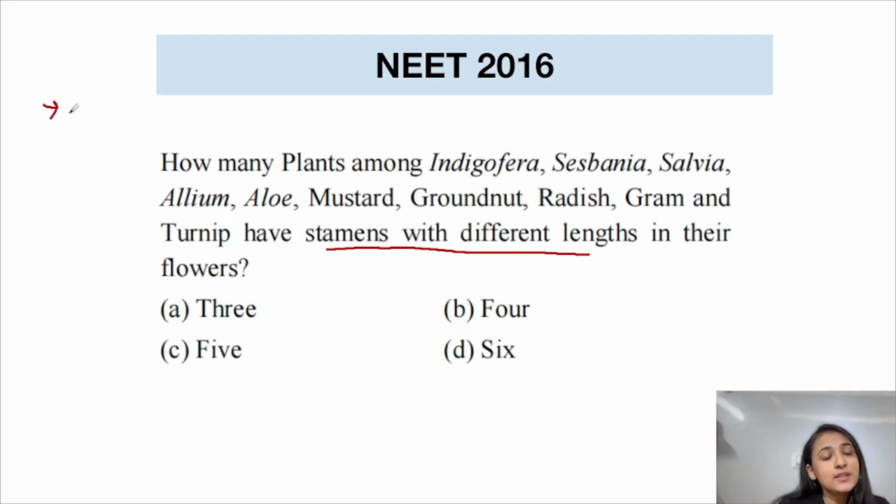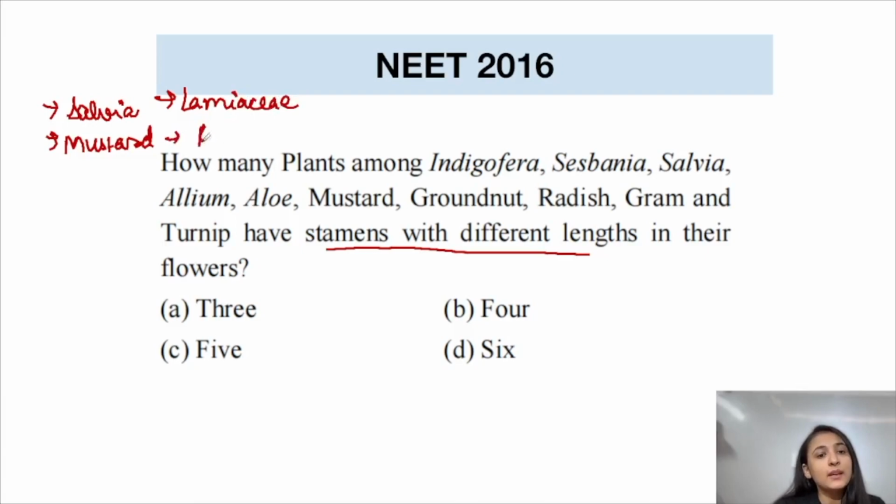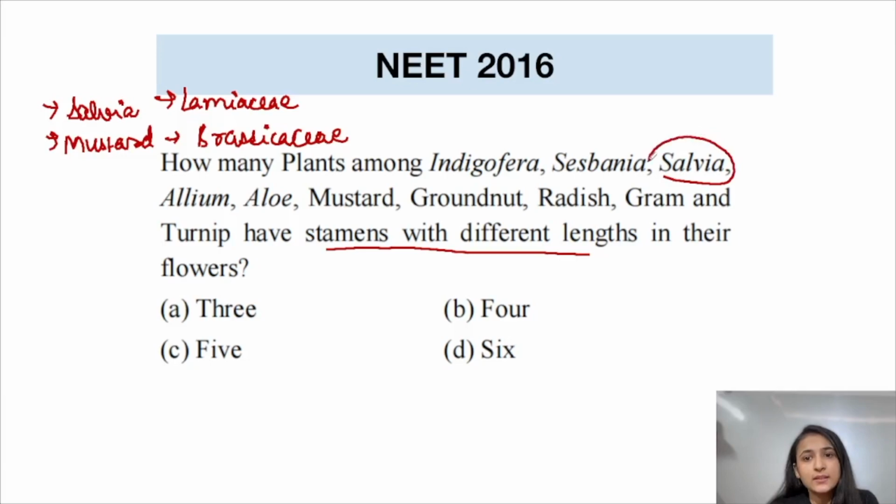We studied this concept in two examples, which were Salvia and Mustard. These were the two examples that we studied in this concept. Now Salvia belongs to the family Lamiaceae and Mustard belongs to the family Brassicaceae. So are Salvia and Mustard present here? Yes, Salvia is here and Mustard is here. So these are the two families whose members show stamens having different lengths within the same flower.